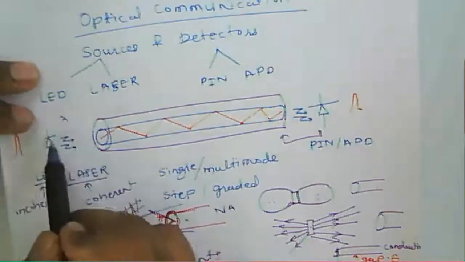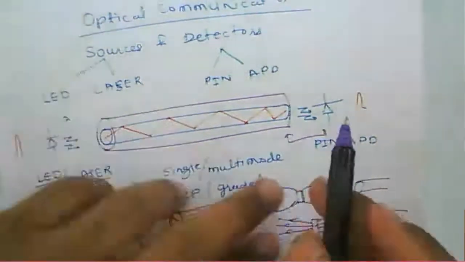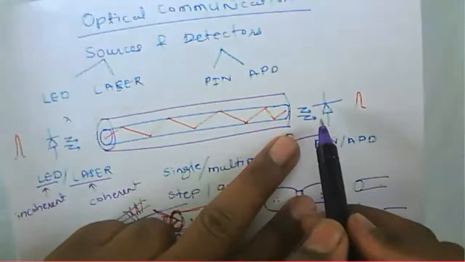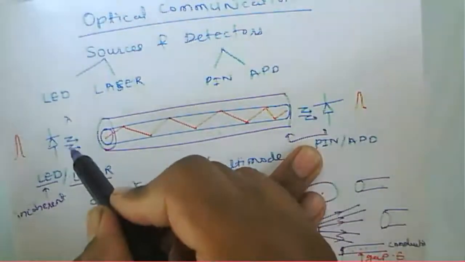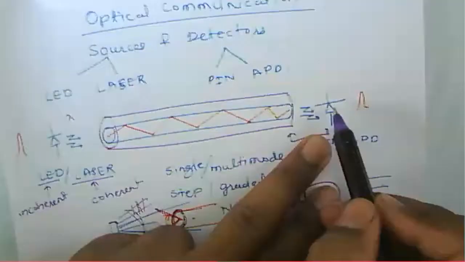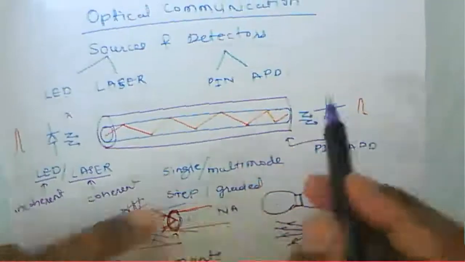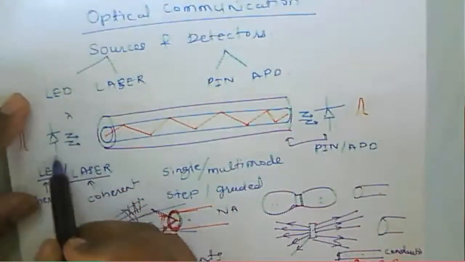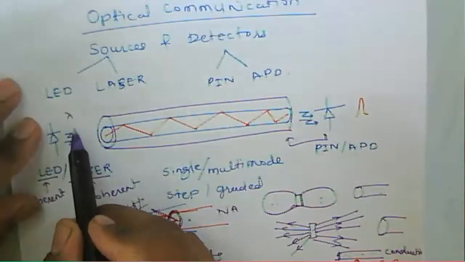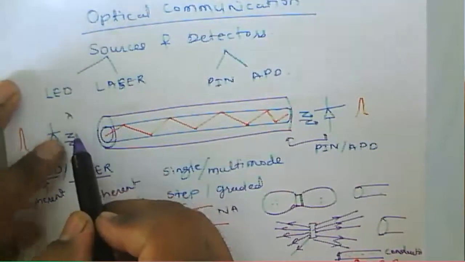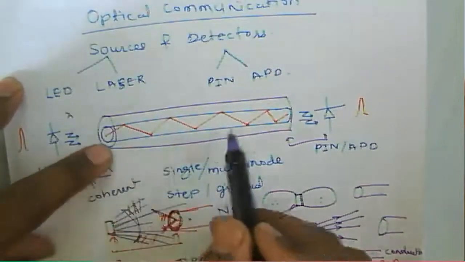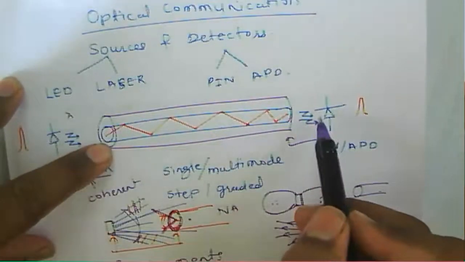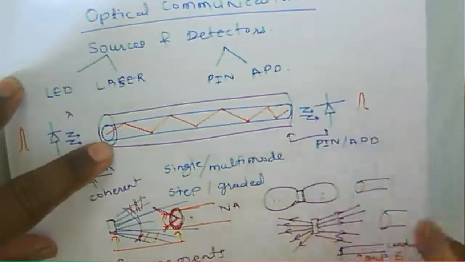That is about the source side. And similarly, the detector is able to detect that particular wavelength signal. So whichever source we are using has some particular operating wavelength, that operating wavelength is supported by the fiber, and the detector detects that particular wavelength.